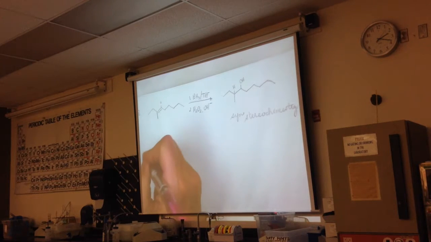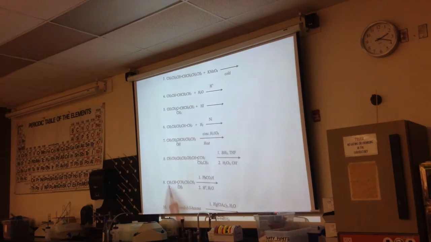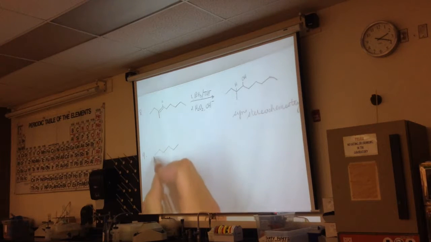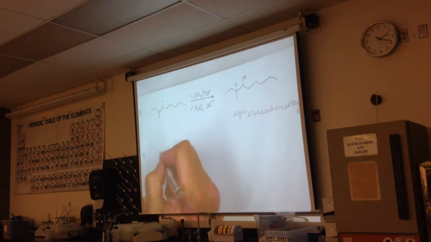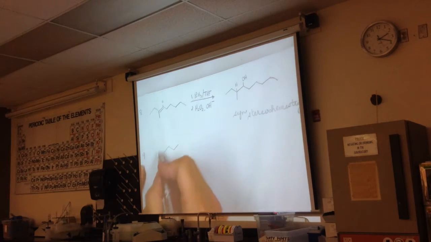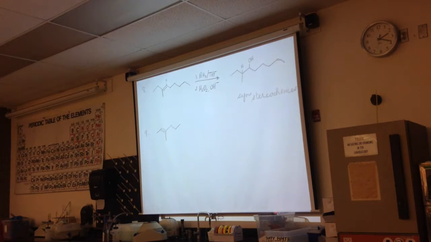Okay, we look at number 9. And number 9, it looks to be 1, 2, 3, 4, 5, 6. So this will be 6. And on 1, 2, you have the double bond. And there's the methyl right there. Again, this one is tri-substituted.